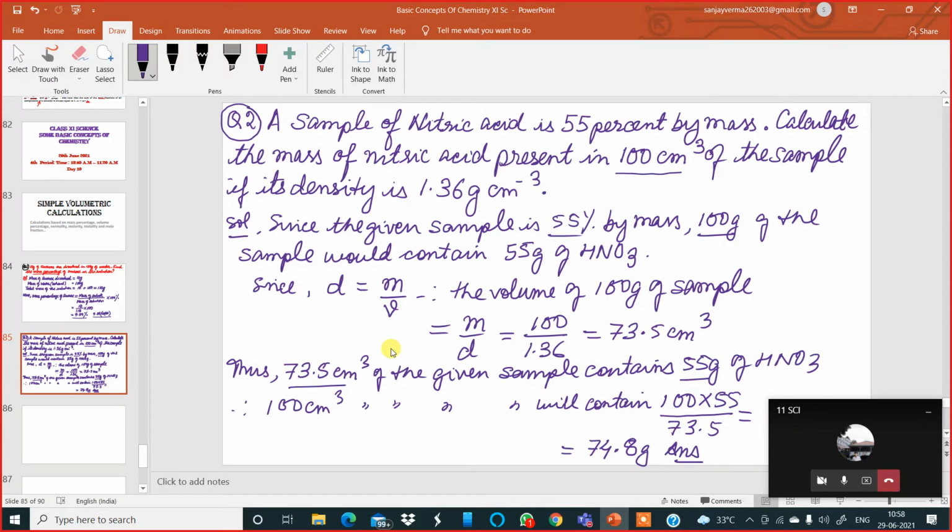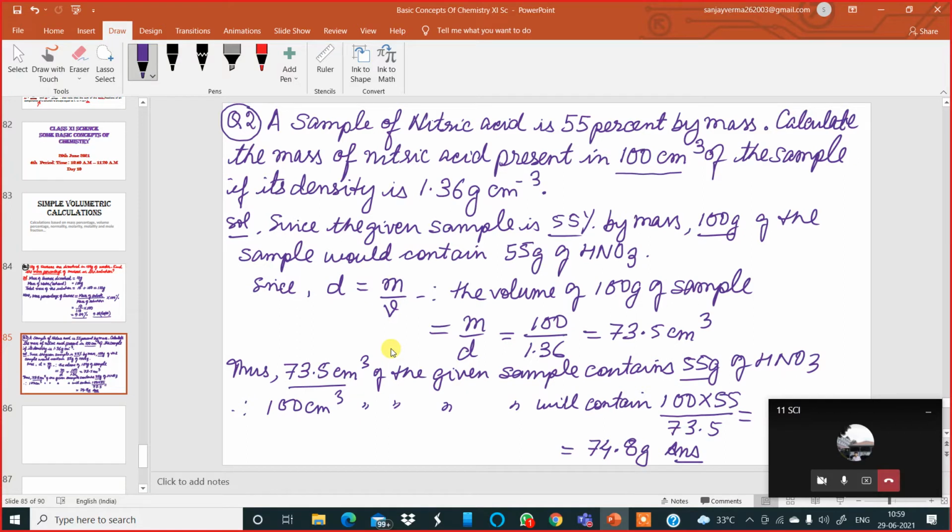I repeat this working once more. A sample of nitric acid is 55% by mass, 55 w/w nitric acid. The question is saying calculate the mass of nitric acid present in 100 centimeter cube of the sample if its density is 1.36 gram per centimeter cube. Now 55% by mass means 100 gram of the sample contains 55 gram of nitric acid. So applying the formula for density, mass by volume, we get the volume of 100 gram of the sample first.